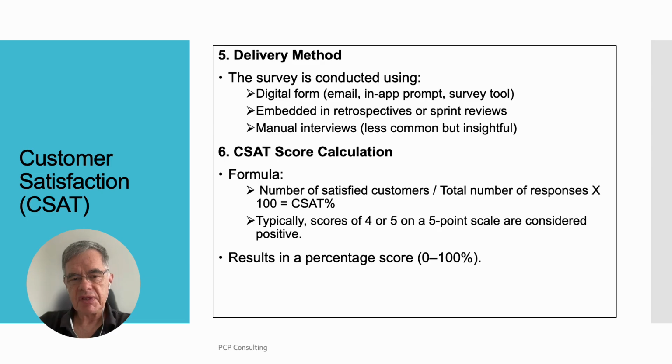Delivery method. The survey is conducted using digital form, email, in-app prompt, survey tool, embedded in retrospectives or sprint reviews. Manual interviews, less common but insightful. CSAT score calculation, formula. Number of satisfied customers divided by total number of responses times 100, which will equal then the CSAT percentage. Typically, scores of 4 or 5 on a 5-point scale are considered positive. The results are in a percentage score between 0 and 100%.